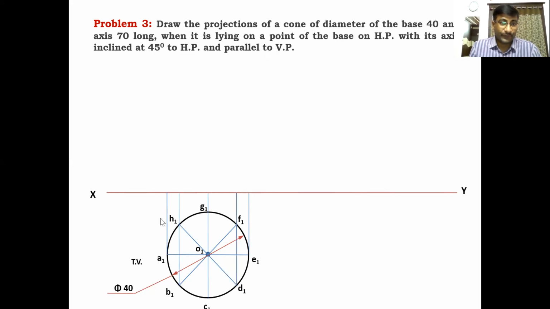Draw projections from each dividing point onto the XY line. Why are we projecting all the points onto the XY line? Because one of the base points must be located on HP. In the first position, you have to locate all the base points on the XY line. In the next position, one of the base points is on the XY line, and the remaining points are away from the XY line after rotating. That's why I'm projecting all the points onto the XY line.